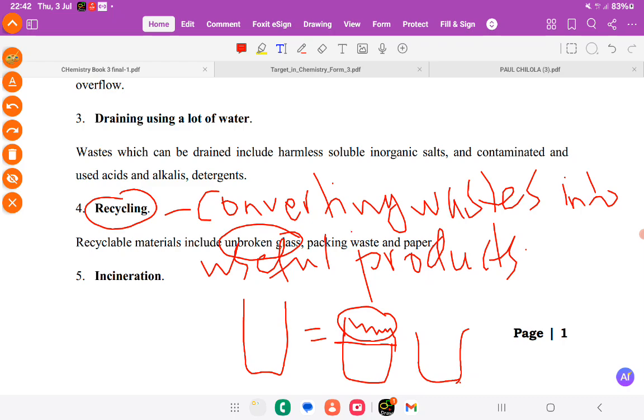Cartons, maybe you can reshape cartons which are torn. You can reshape them, cut them nicely, use sellotape to produce something that can be used again. Recycling.